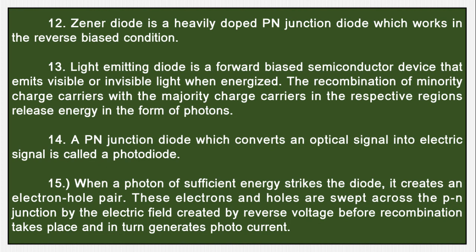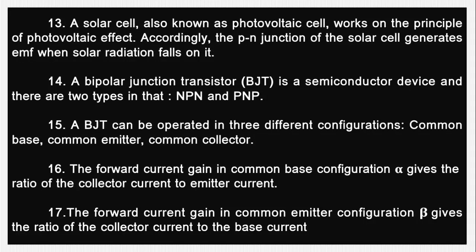15. When a photon of sufficient energy strikes the diode, it creates an electron-hole pair. These electrons and holes are swept across the p-n junction by the electric field created by reverse voltage before recombination takes place, and in turn generate photocurrent. 16. A solar cell, also known as photovoltaic cell, works on the principle of photovoltaic effect. Accordingly, the p-n junction of the solar cell generates electromotive force, EMF, when solar radiation falls on it.